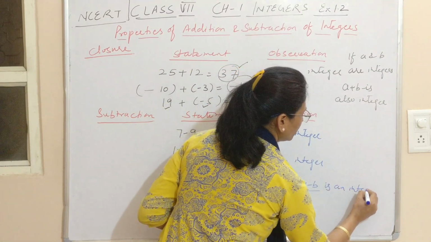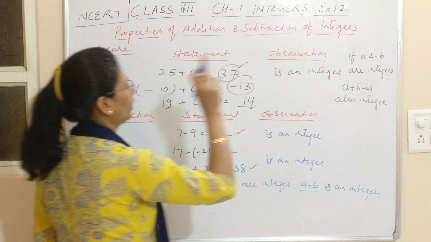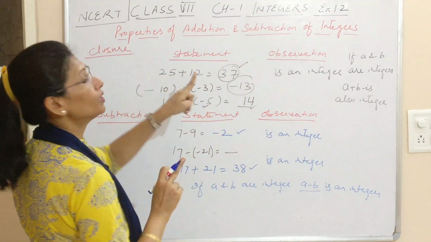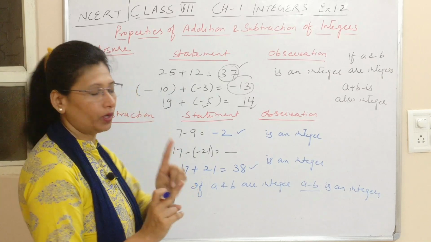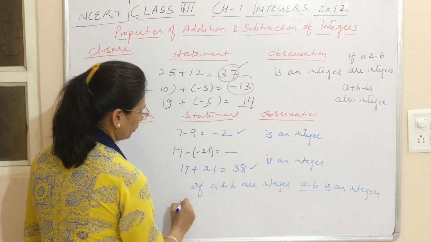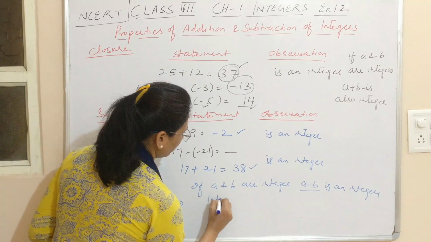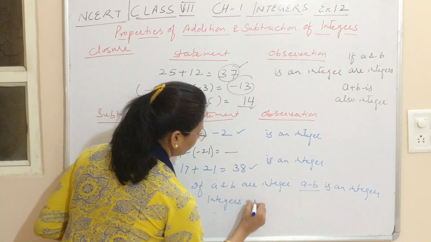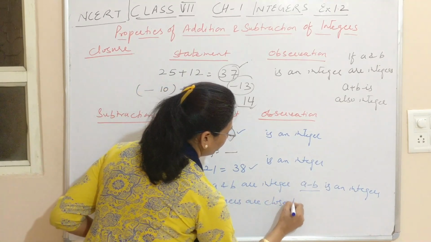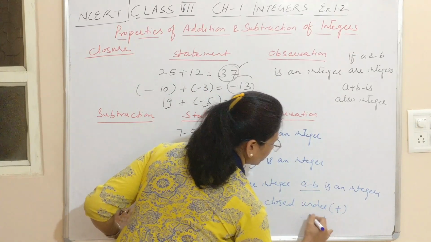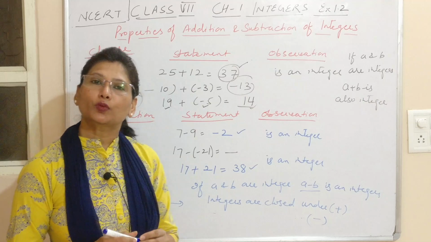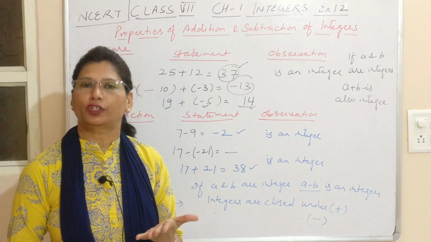Hence, integers are closed. So what is the statement? Integers are closed under addition and under subtraction. That is the first property. So that is going to be the concluding statement: integers are closed under addition and subtraction. Clear?